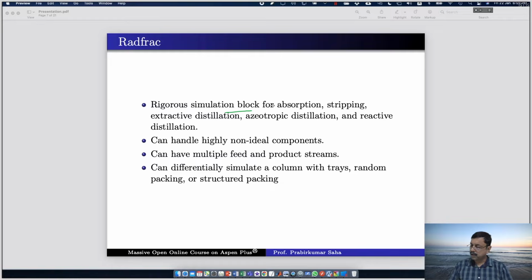Now we can summarize the features of RADFRAC block. It is a rigorous simulation block for absorption, stripping, extractive distillation, azeotropic distillation, and reactive distillation. It can handle highly non-ideal components. It can have multiple feed and product streams. It can simulate a column with trays, random packing, structured packing.